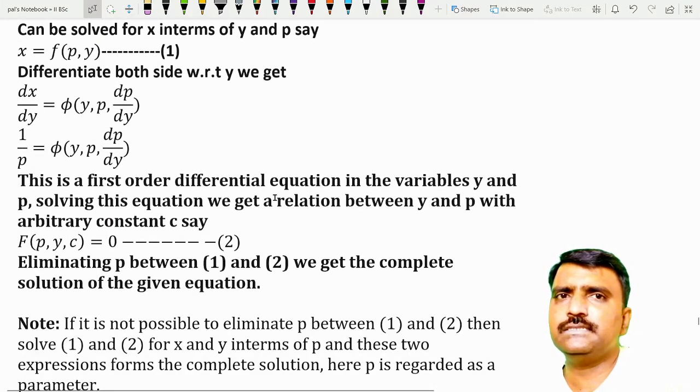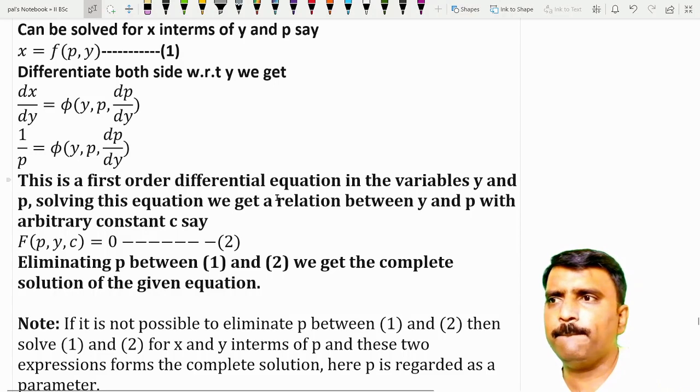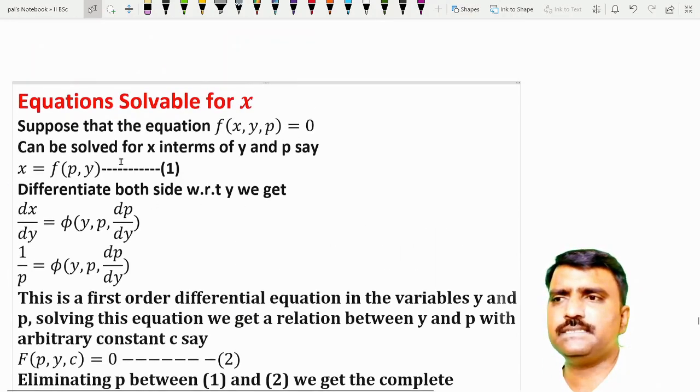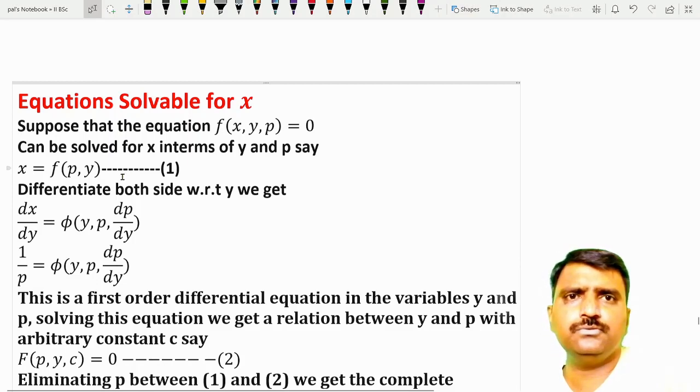So you have to identify such differential equations. Actually, in exams they do not mention the method in which you have to solve the differential equation. You should decide yourself which method is suitable to solve the given first order higher degree differential equation. If it is possible to express it in the form x is equal to some function of p and y, then that is the differential equation solvable for x.